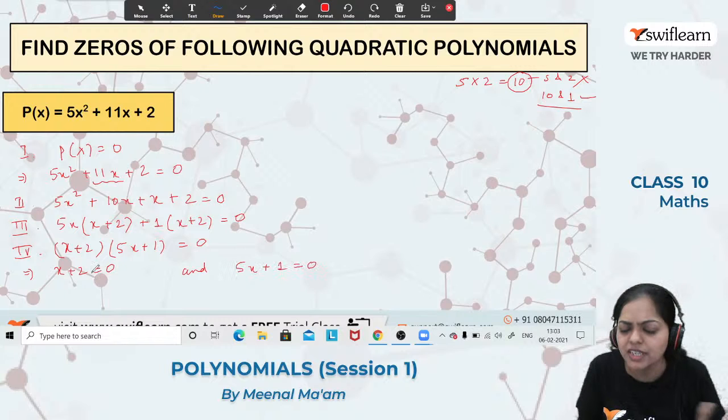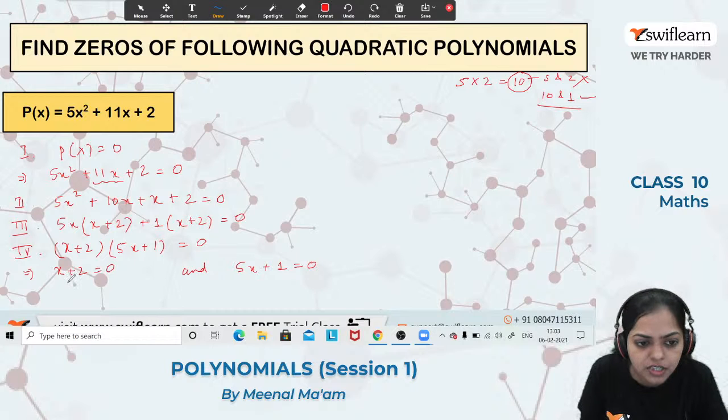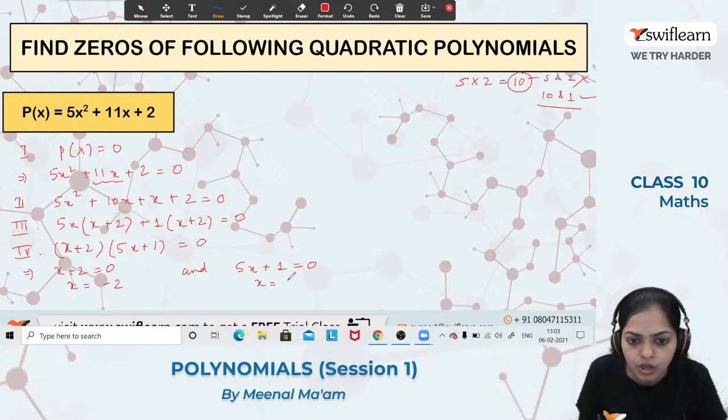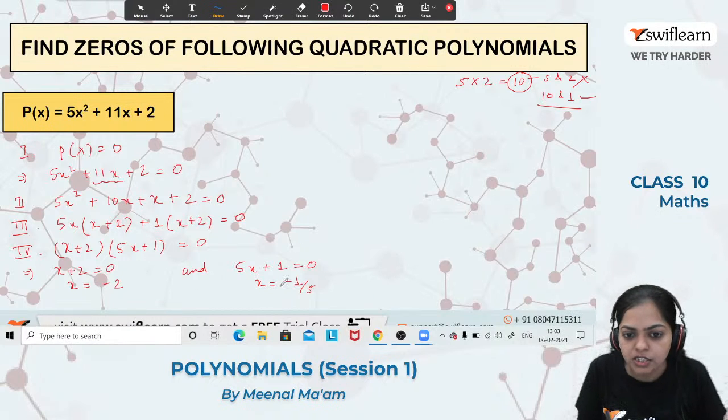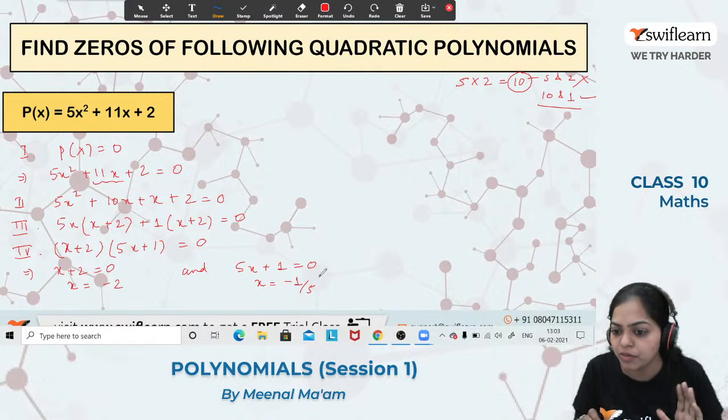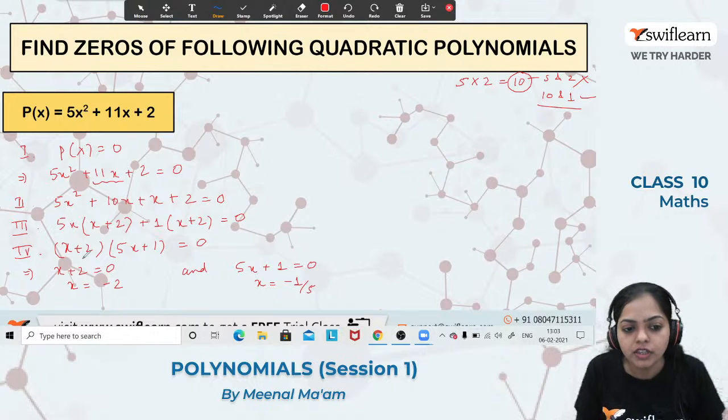Now can we solve this equation? Yes, it's so easy. We know that. So if I solve this equation, what will I get? x = -2. And when I solve this, we will get x = -1/5. Any problem? So here x = -2 and x equals to what? -1/5. Got it? So what are the roots here? x = -2 and x = -1/5.